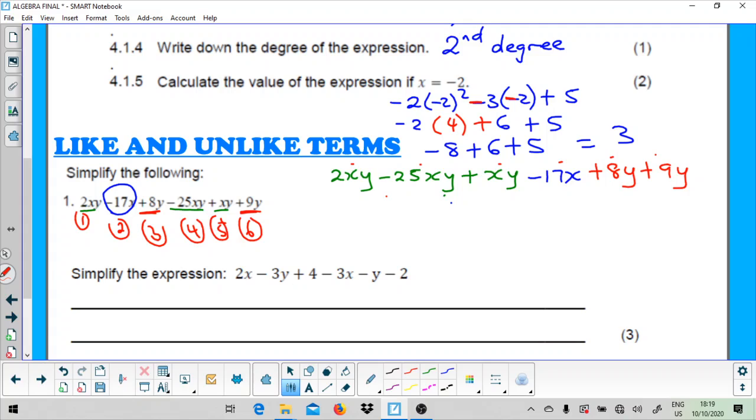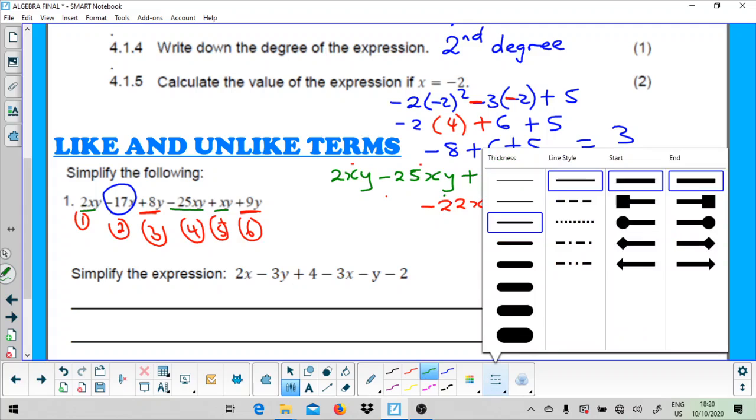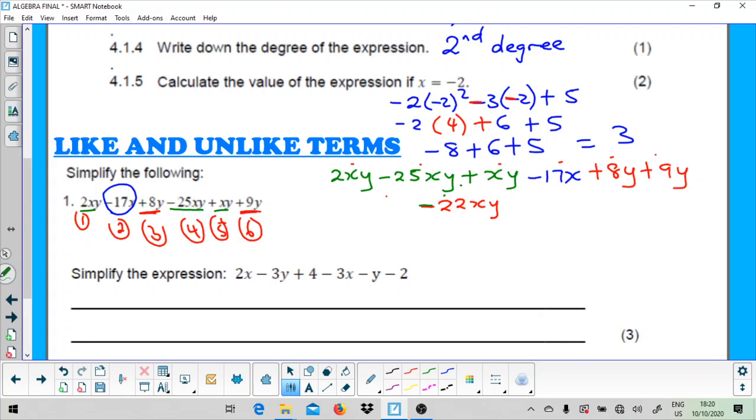So the first thing you do is to say 2 minus 25. It's plus 2 minus 25. You take the sign of the bigger number, which is negative, and then you subtract 25 minus 3. That will be negative 23xy. Again, negative 23xy plus 1. That will be negative 22xy. So just for consistency, I'm going to write it in green again, negative 22xy. Then we have that negative 17x.